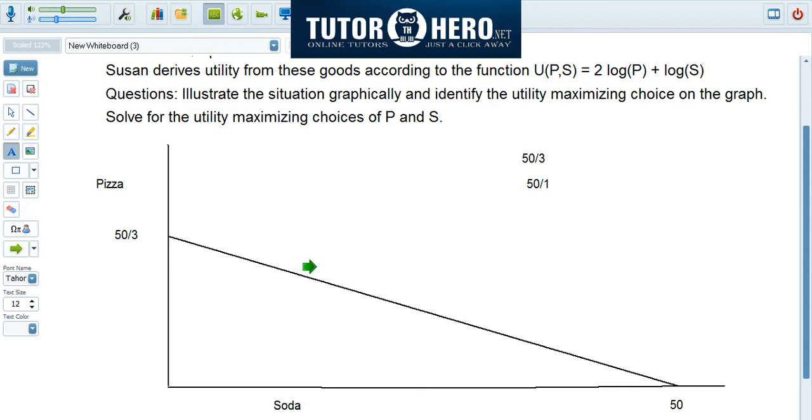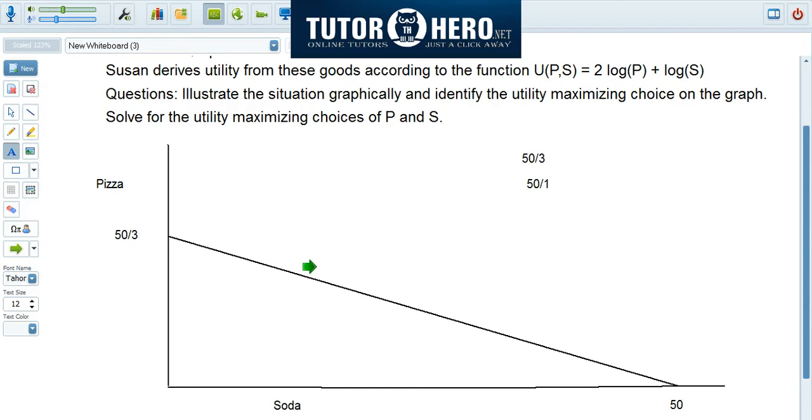Now, what else do we need to illustrate this? So we've illustrated what the consumer's constraint is. Now we need to illustrate sort of what it is that they're trying to do. And so the consumer is going to have indifference curves. And for today, we're not going to worry about precisely how you draw the indifference curves. So we're just going to sketch them out here. So here's an indifference curve that exists.